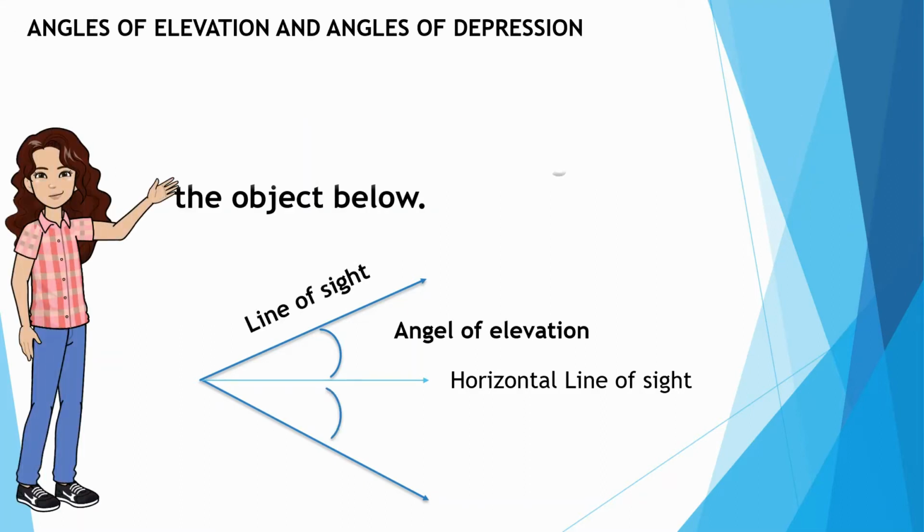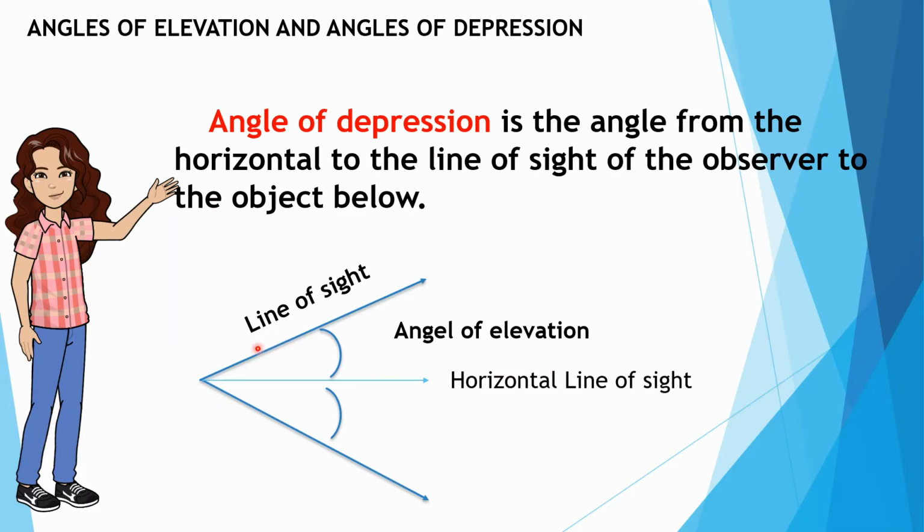When we look for the object above, we have the angle of elevation. Next one, if we have the angle of elevation, then this is the line of sight. We have the angle of depression. It is an angle from the horizontal to the line of sight of the observer to the object below. So this is the horizontal line of sight, and this is the observer to the object below. This is below the horizontal line of sight, so that we call the angle of depression. This is the line of sight.